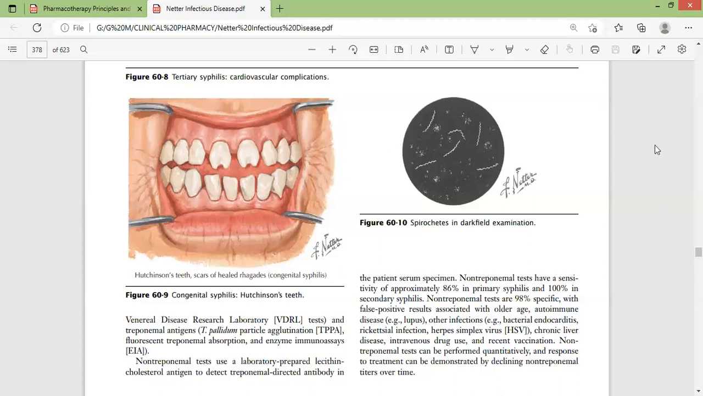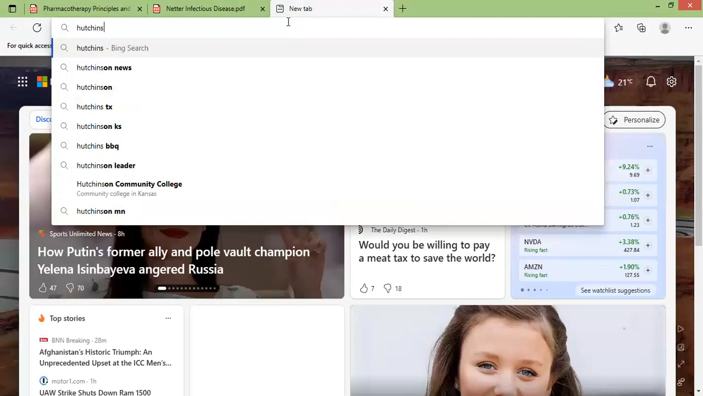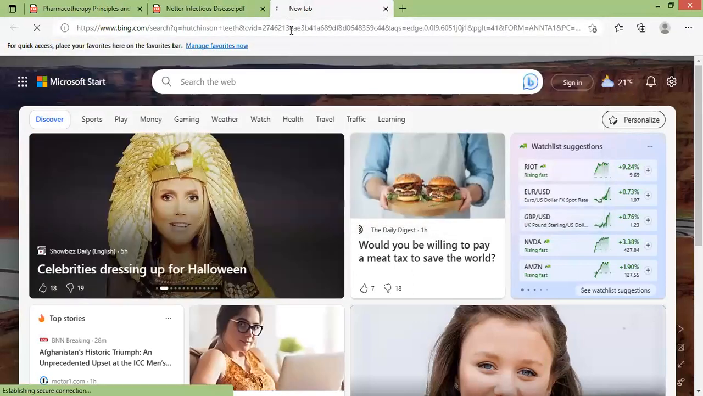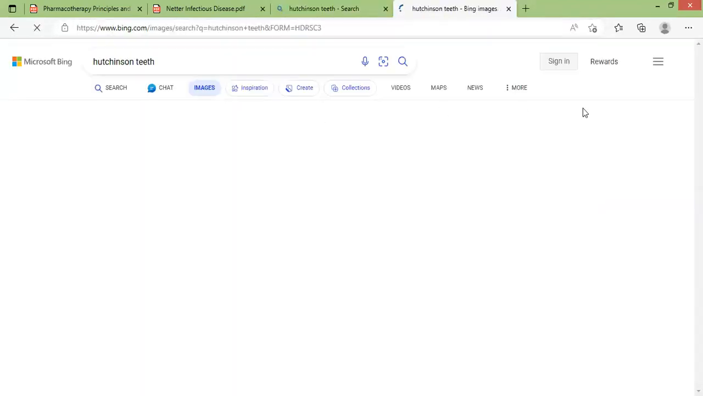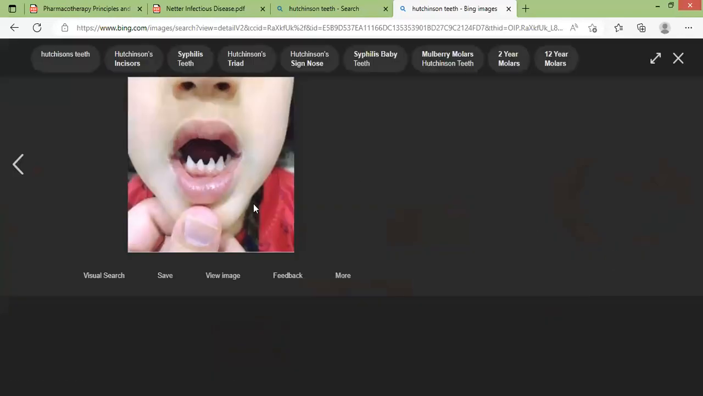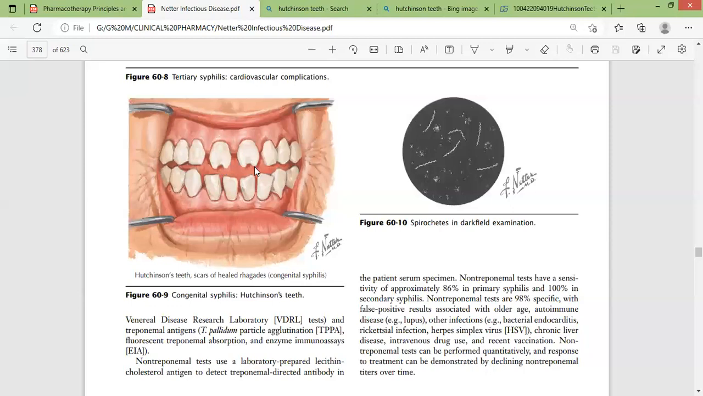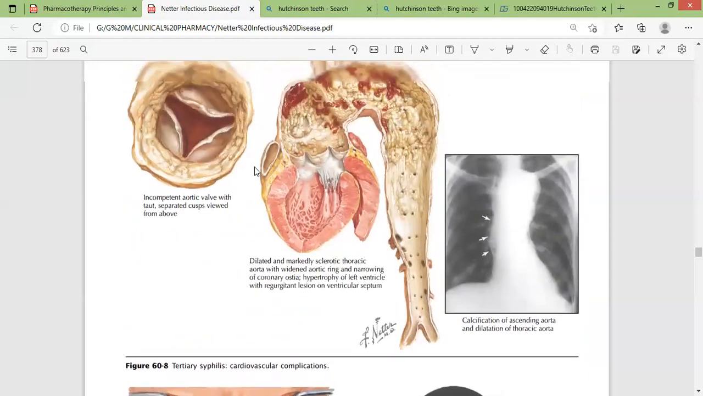I don't know if this image is clear, let me display another image here. Guys, please, my internet was breaking. I'm saying that in Hutchinson's teeth, this is how the teeth are affected. You can see how these teeth are appearing. This is of a child born with congenital syphilis. See, there are these dents. So just to take you back to this image, you can see that. That's one of the signs of congenital syphilis.